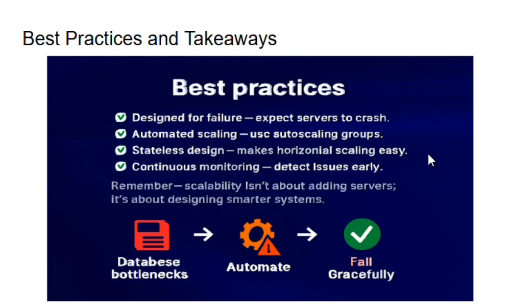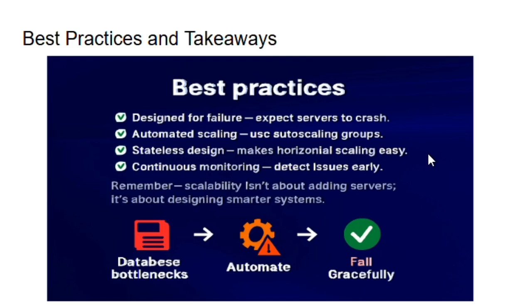Let's wrap up with some best practices every scalable system has in common. First, design for failure. In live systems, things will break. Servers crash, networks drop, and APIs time out. So always design with redundancy and graceful recovery in mind. Second, automate scaling. Use auto-scaling groups or serverless architectures to automatically add or remove resources based on demand. That way, you handle traffic spikes without manual intervention.